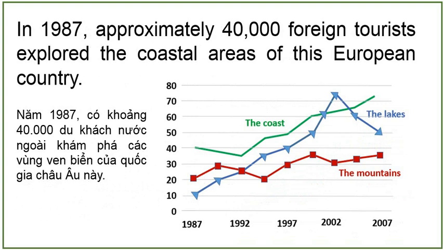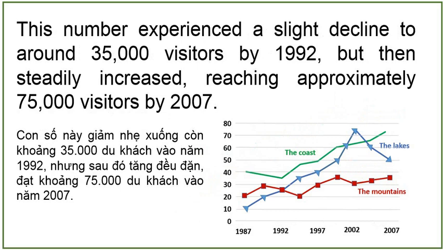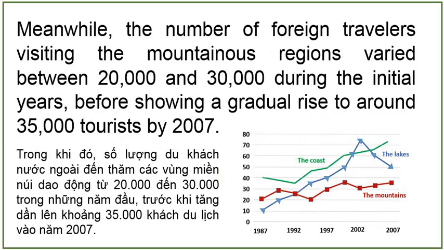In 1987, approximately 40,000 foreign tourists explored the coastal areas of this European country. This number experienced a slight decline to around 35,000 visitors by 1992, but then steadily increased, reaching approximately 75,000 visitors by 2007. Meanwhile, the number of foreign travellers visiting the mountainous regions varied between 20,000 and 30,000 during the initial years, before showing a gradual rise to around 35,000 tourists by 2007.